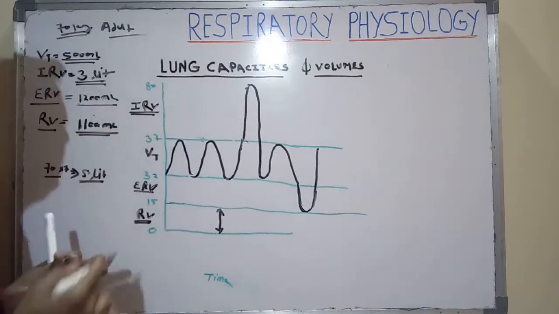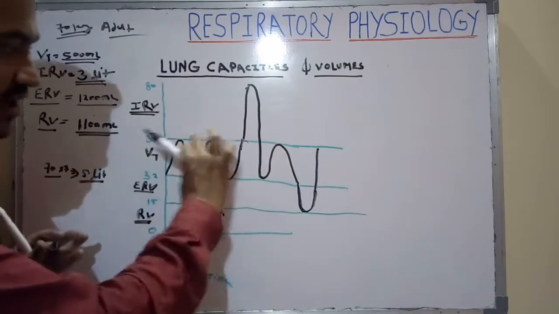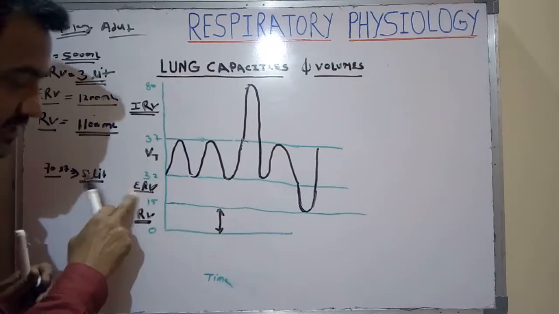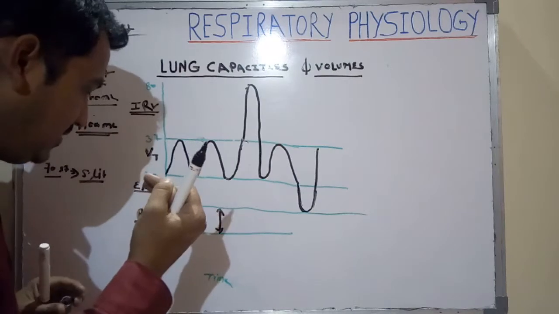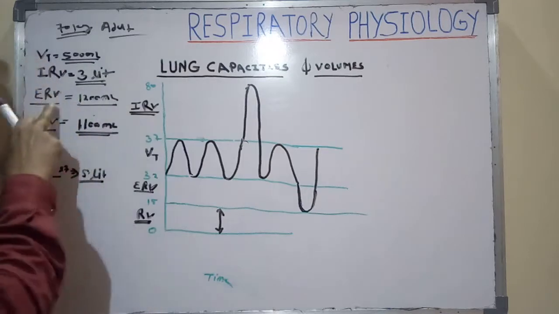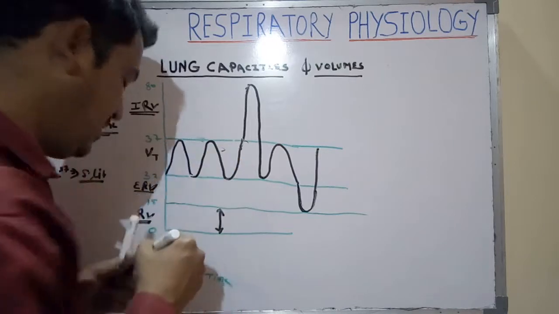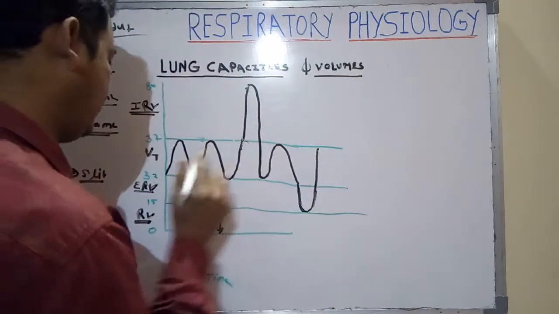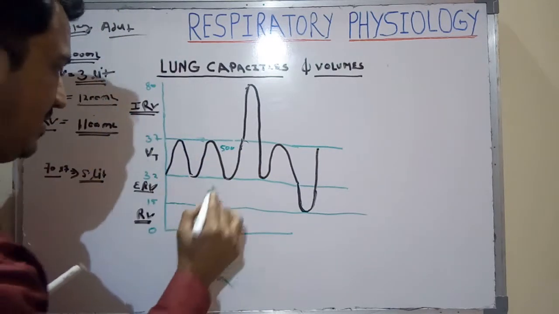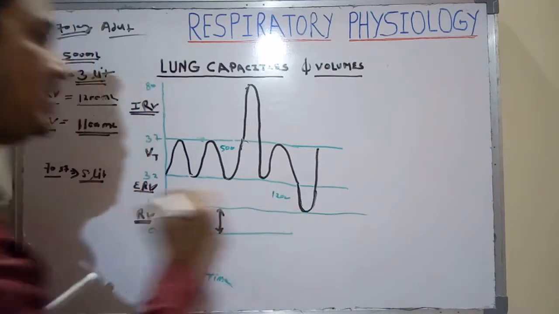In the beginning I told you that volumes can be measured. They are measurable. Say tidal volume is about 500 ml, fine. Expiratory reserve volume is around 1200 ml. This is about 500 ml for a 70 kg adult. Expiratory reserve volume is 1200 ml. Fine.